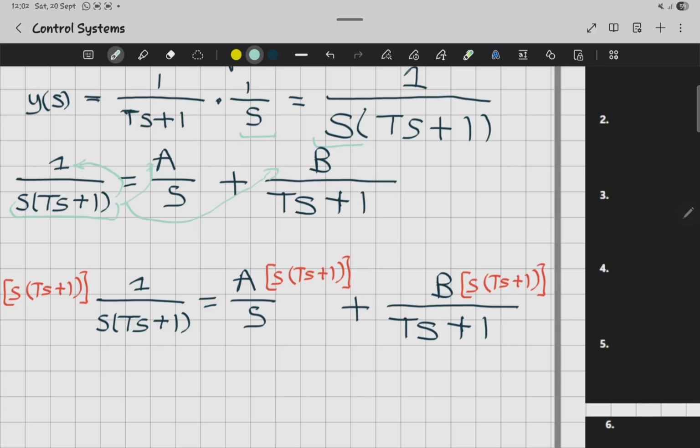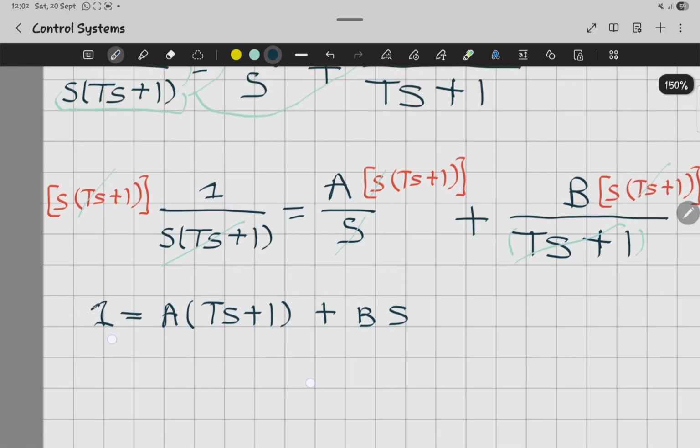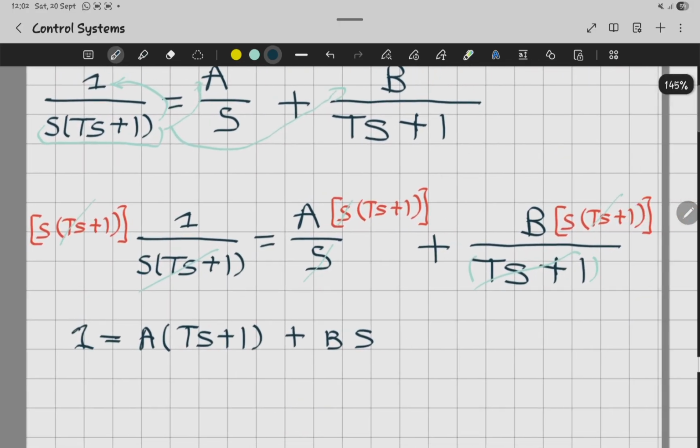So we end up with this form, and you can see that s will cancel out with everything there. And this block will cancel out with this one because you can see it with what is inside. So we're going to write it like this: a times (ts plus 1) plus b times s. So this is the form that we're gonna get from where we started.